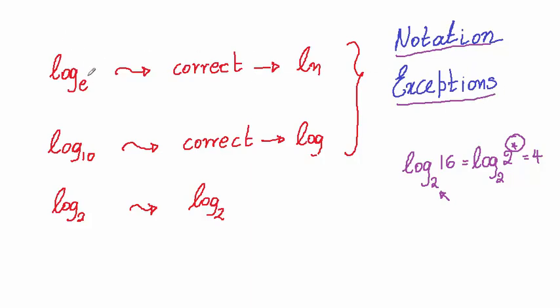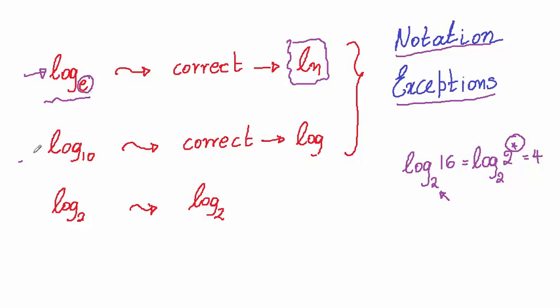So whenever the base of the logarithm is e, we never write this as log base e. Log of e doesn't exist as notation. It exists, of course, but instead of that, we write ln, which stands for natural logarithm. So whenever you see ln without any base, it means log with base e.